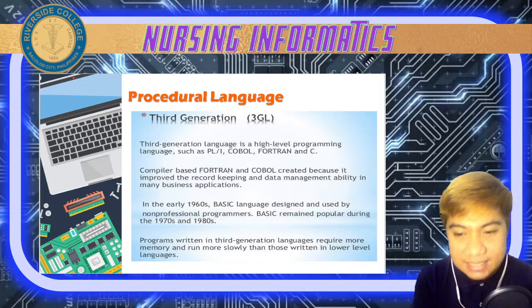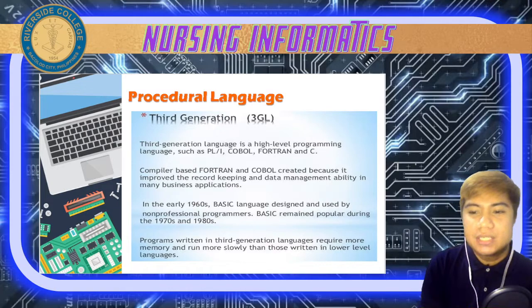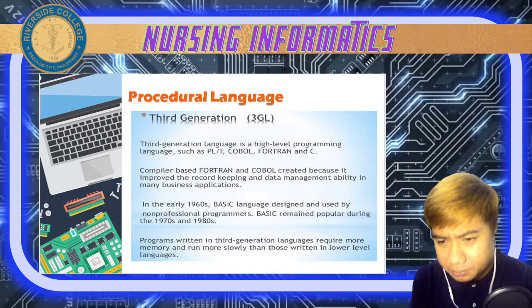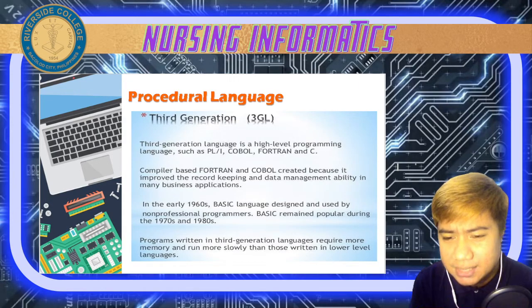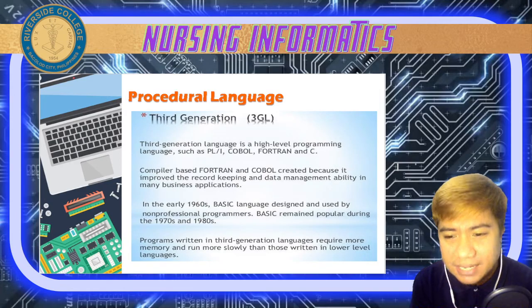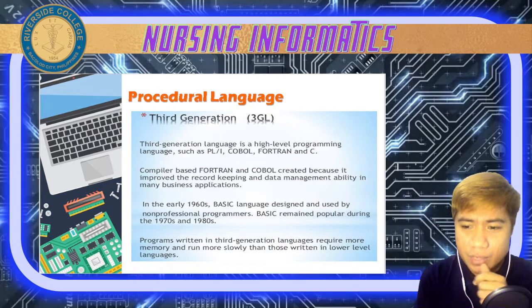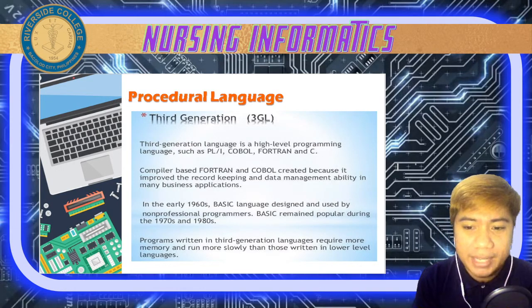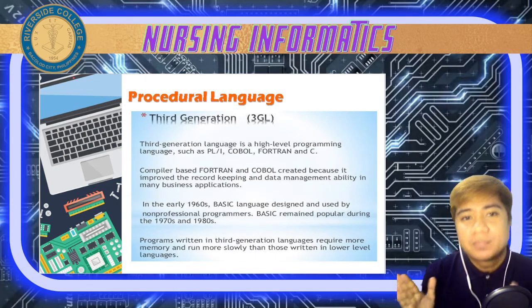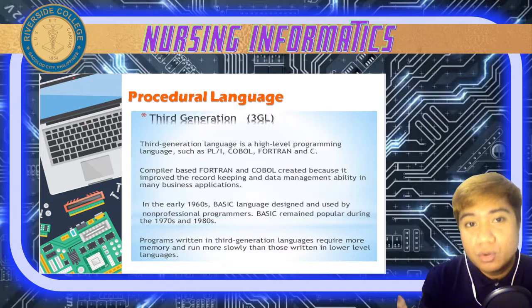So in the 60s, the BASIC language was designed and used by non-professional programmers. BASIC remained popular during the 70s and 80s. And the programs written in your 3GL or your third generation language require more memory and run more slowly. So the language scope is bigger, wherein it needs more storage.